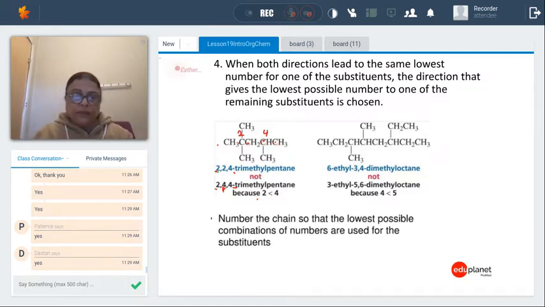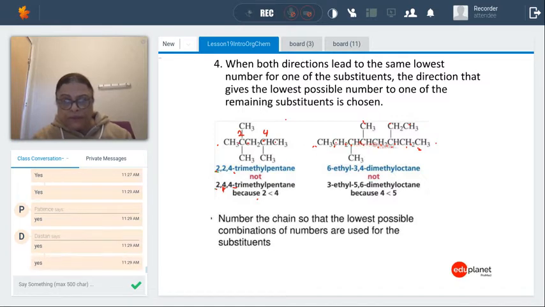Okay, what about this example here? 1, 2, 3, 4, 5, 6, 7, 8. This is clearly octane. Is it clear that this is octane? Because the longest continuous chain is 8 carbons. There is no double bond, so it is not octene.